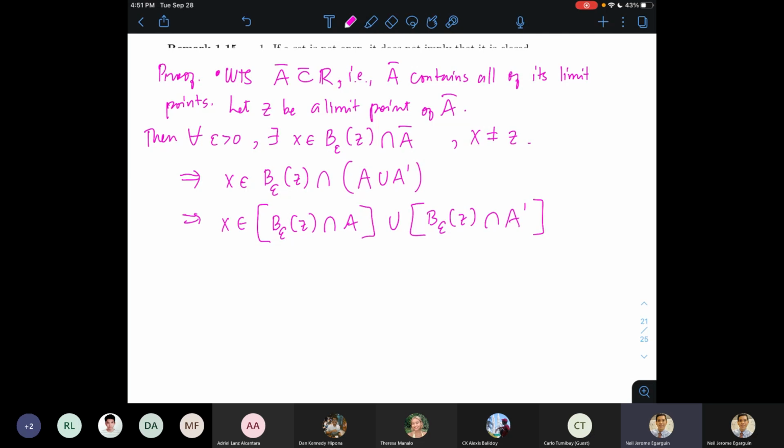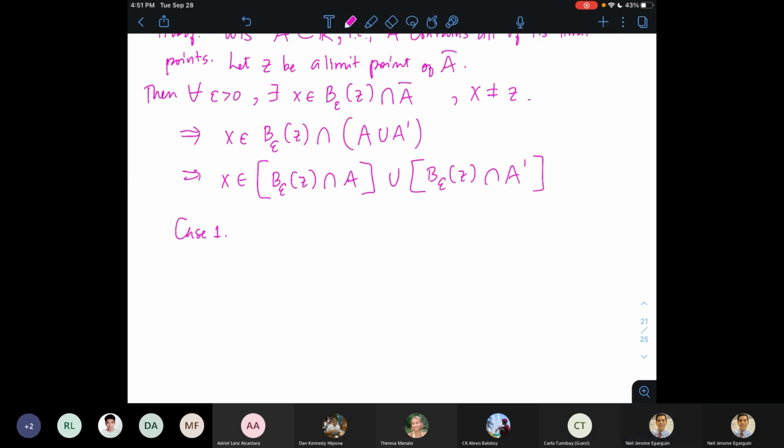Okay? So what we know now is that X either belongs to this intersection or to this intersection. And I want to see what will happen in each case. So since this is a union, pwedeng mangyari ang isa sa kanila. We don't know which one of these two sets contain the element X. So kailangan tingnan ano yung mangyayari sa bawat posibleng case. So case 1 is if X is an element of the first intersection.